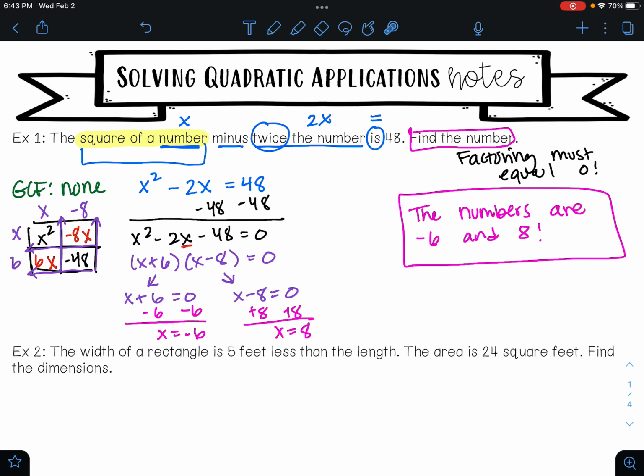Let's go ahead and try example 2. On example 2, the width of a rectangle is 5 feet less than the length.